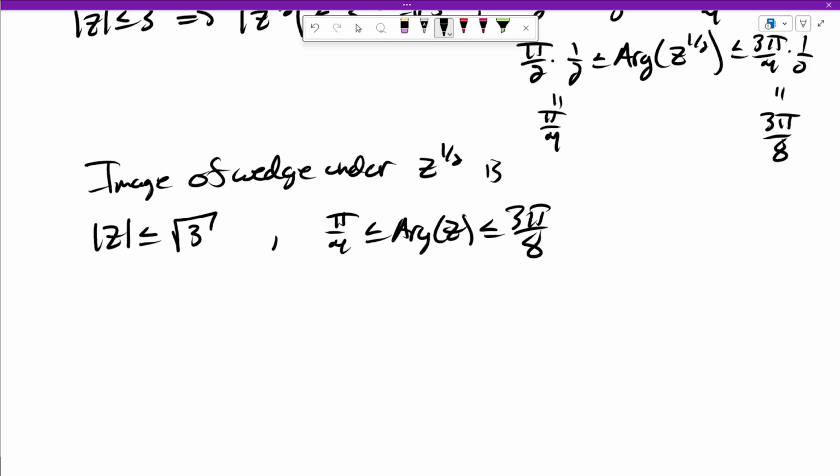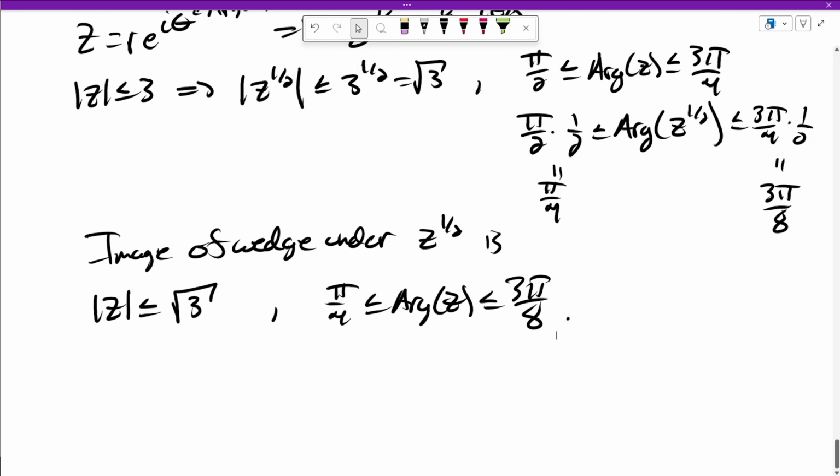All right, so that's it. And so it's very similar to what we've been doing, but since we're using a half power, we have to use the principal argument, and that's where the extra difficulty arises.